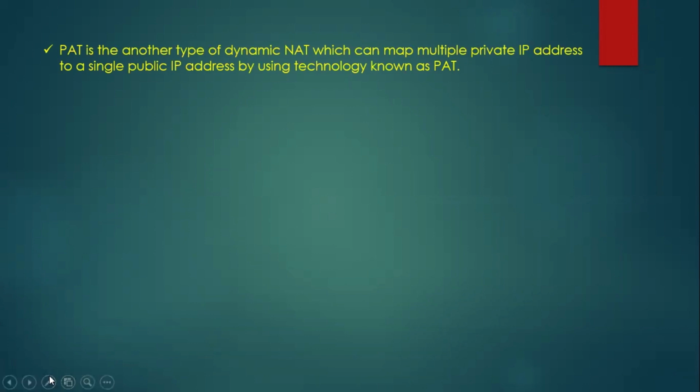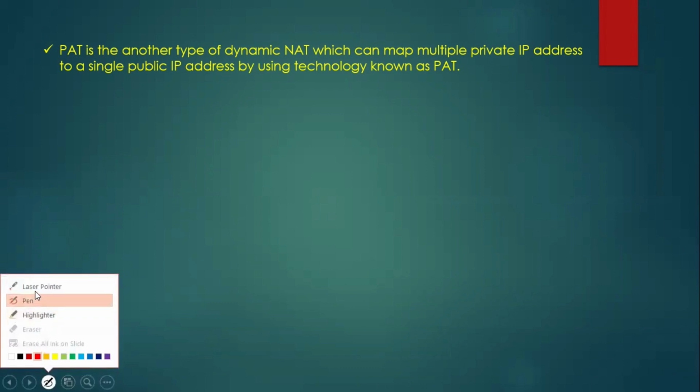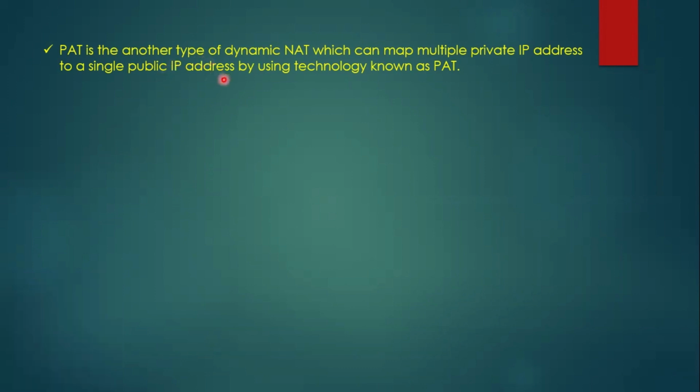So here the PAT. So PAT is another type of dynamic NAT, which can map multiple private IP addresses into a single public IP address by using a technology known as PAT. As you have observed in our previous videos, in the case of a static NAT or a dynamic NAT, we are using one public IP for one private IP. So here we are using one public IP for n number of private IPs.